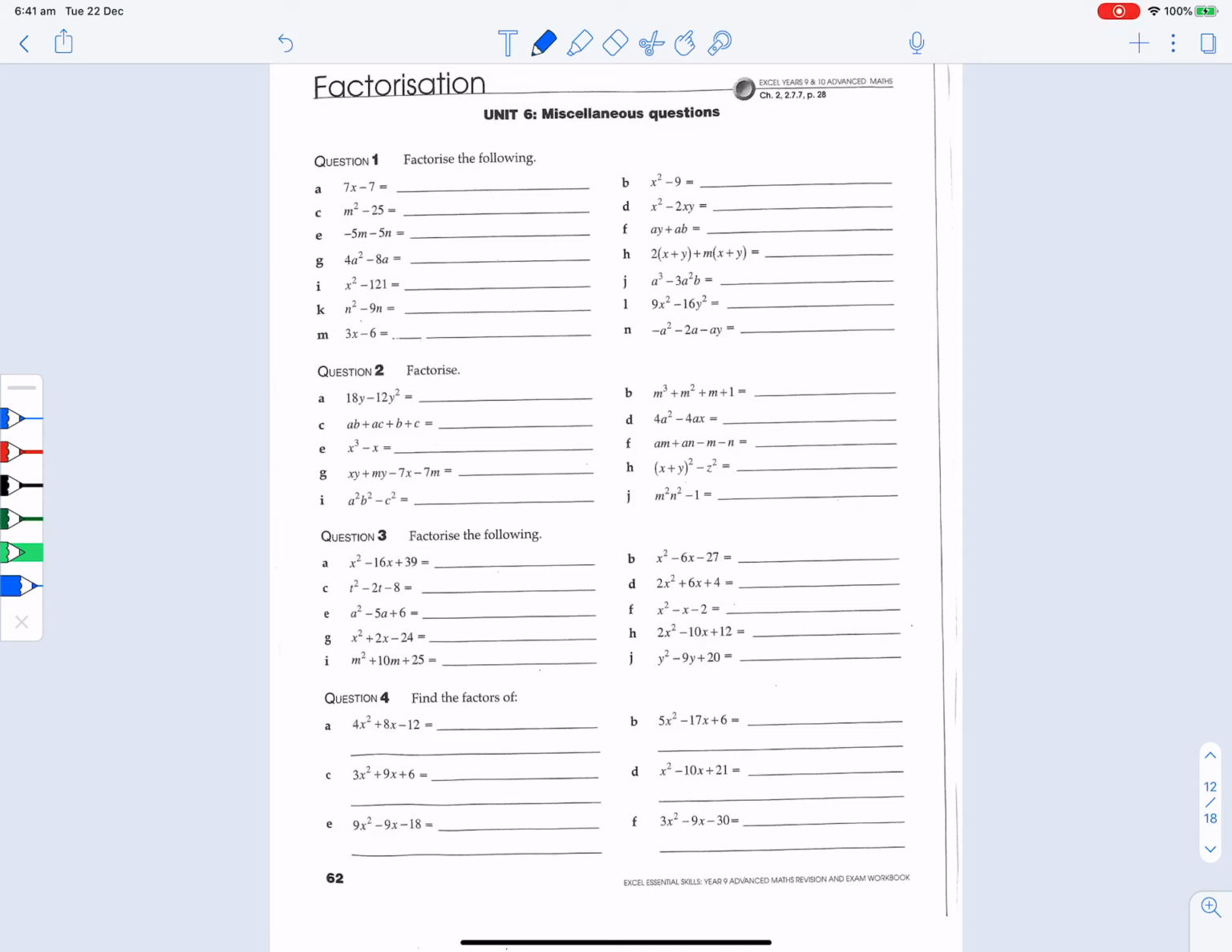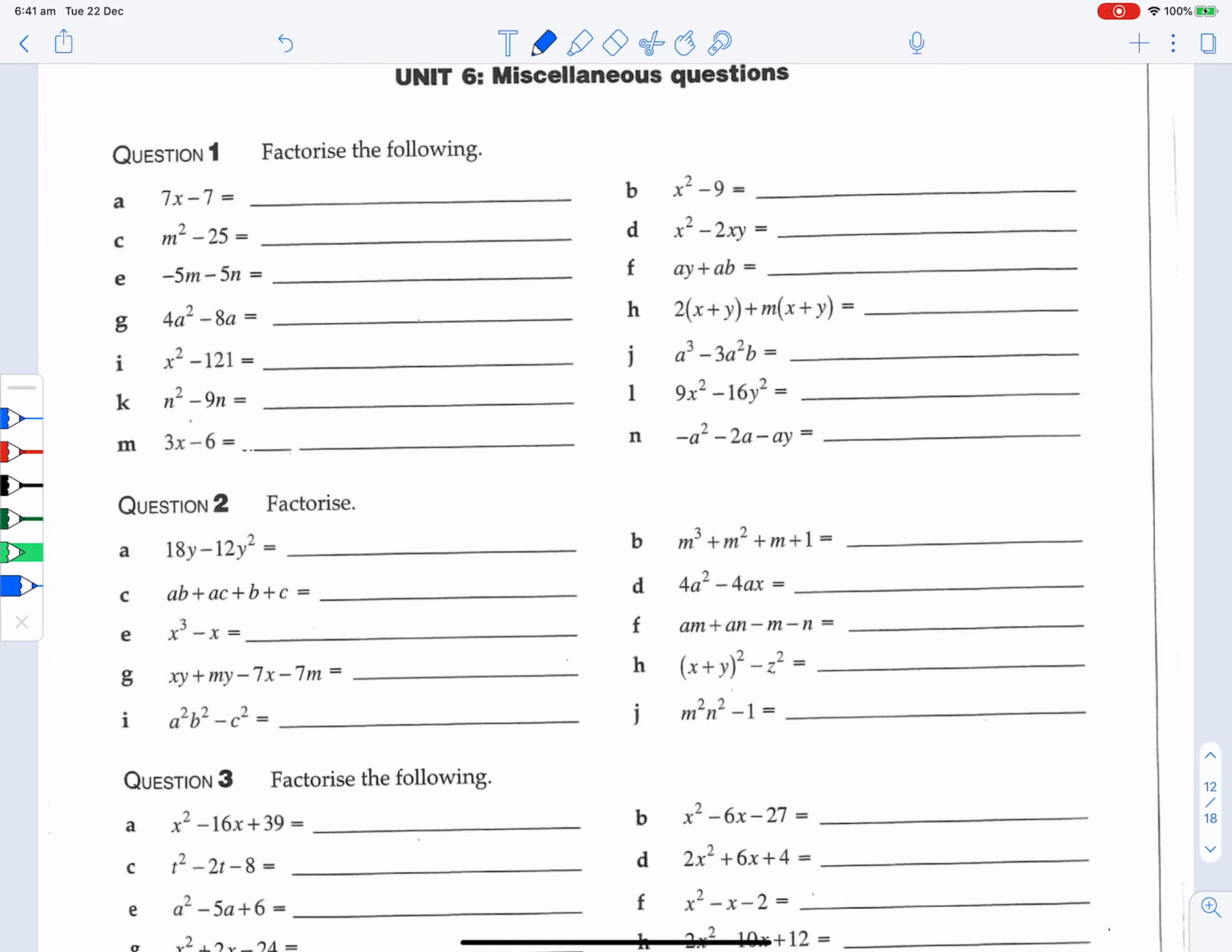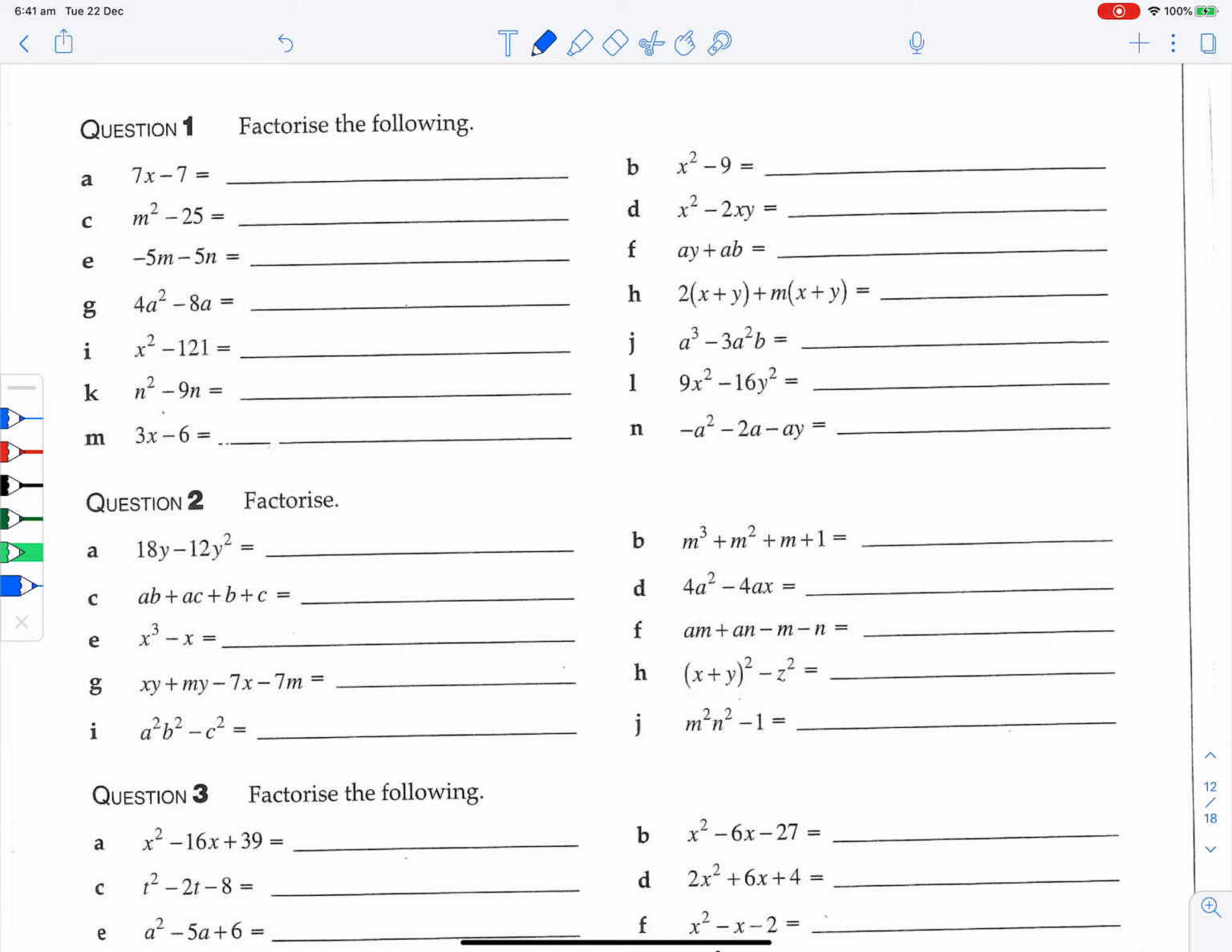Okay, now our final session on factorizing is miscellaneous questions, where you're given a question and you need to identify what type of question it is. So I'll show you how to do that now. You can only really do this if you've gone through all the different concepts and become really good at them through a lot of practice. Let's look at question 1a.